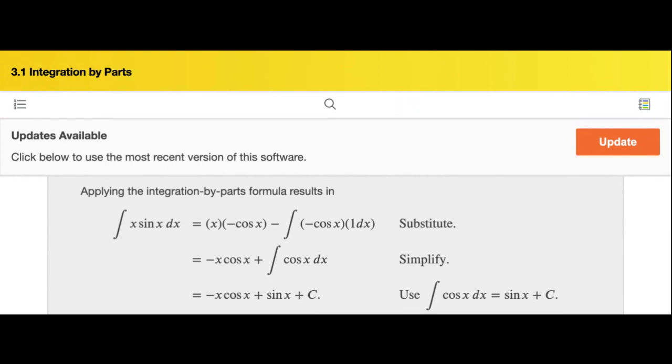So in this case, we let u be x, then du equals dx. Then sine x dx, we let be dv. Then we anti-differentiate dv, so we get v equals negative cosine x. Then we just substitute everything into the integration by parts formula.